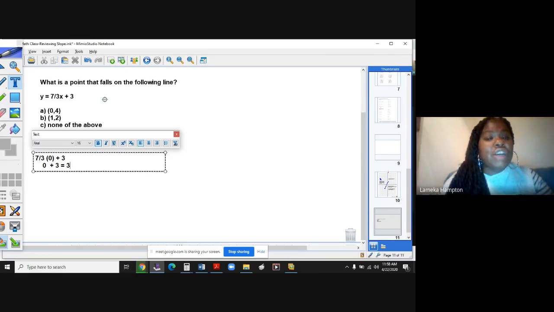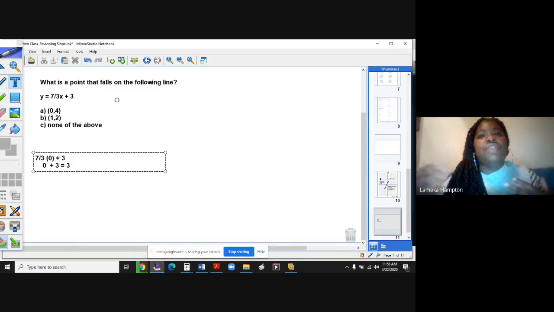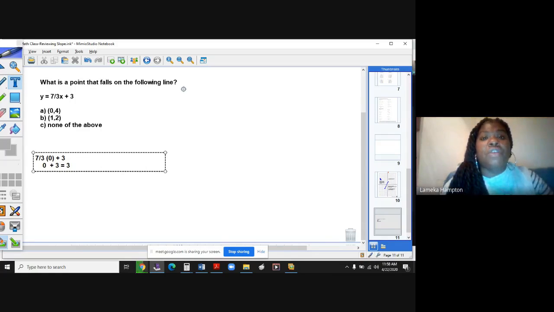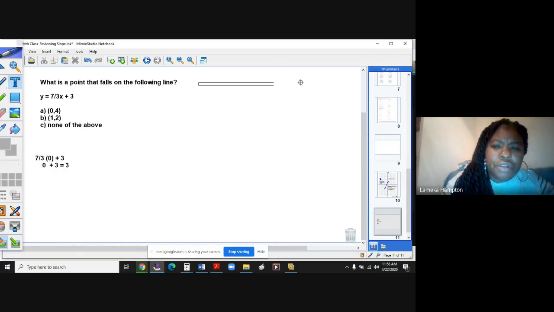So to answer your question, Miss Philomena, that is what the x and the y represent. They actually represent points that would fall on that particular line. So just remember, anytime you see this in a book or you're working on some problems, and you see something like this, what is a point that falls on the following line? You're dealing with functions. That's really what this boils down to. So I'll go ahead and write it over here.